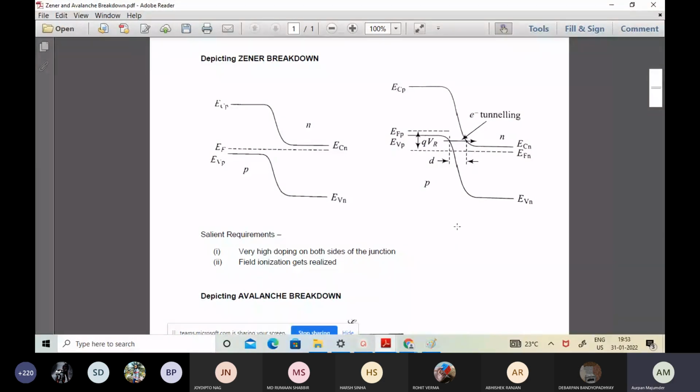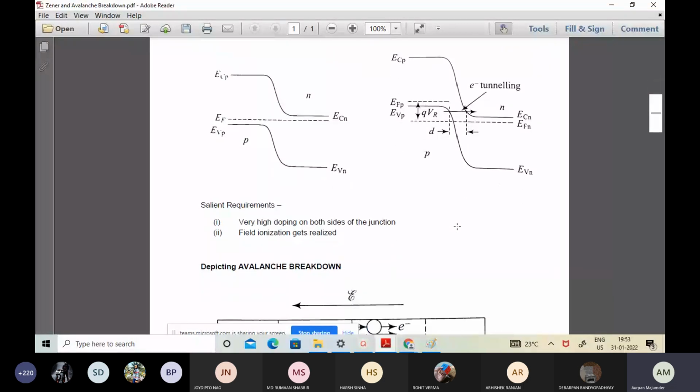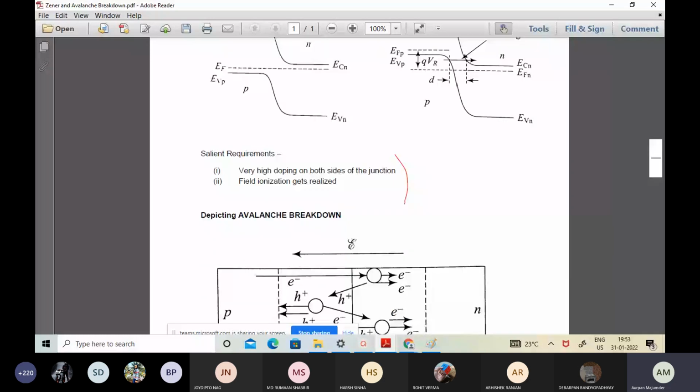when we are talking about the two different kinds of diodes, what are the salient requirements in the corresponding cases? For a Zener diode, the salient requirements have been clearly mentioned on the screen. That is very high doping on both sides of the junction, of the order of 10 to the power 17 or 10 to the power 18 for the doping concentration. In that context, we can call it a Zener diode.